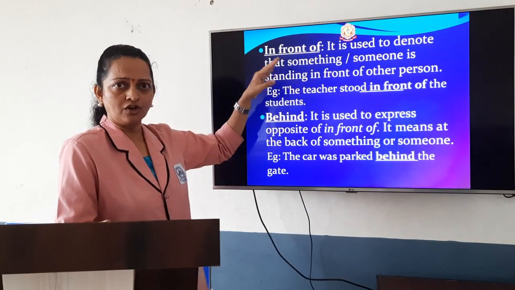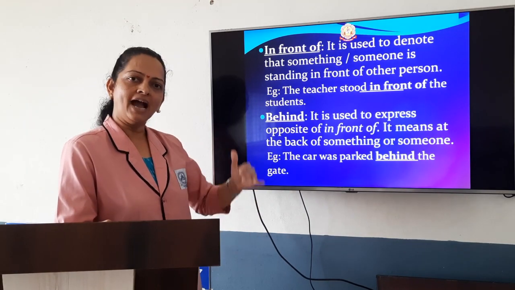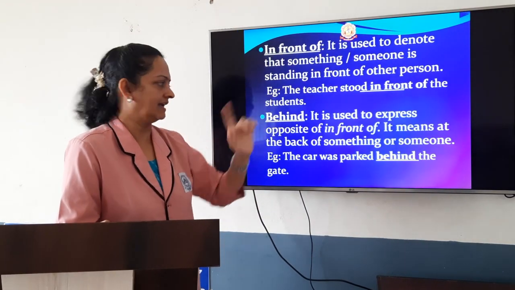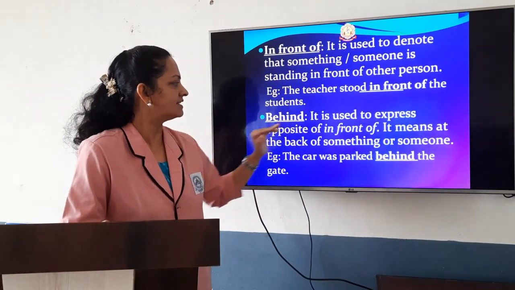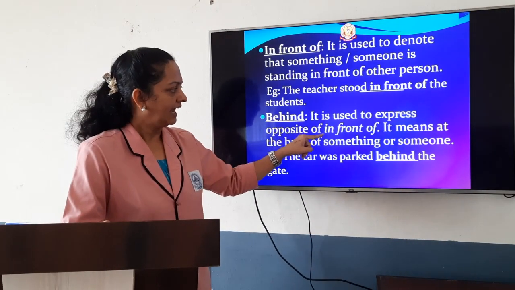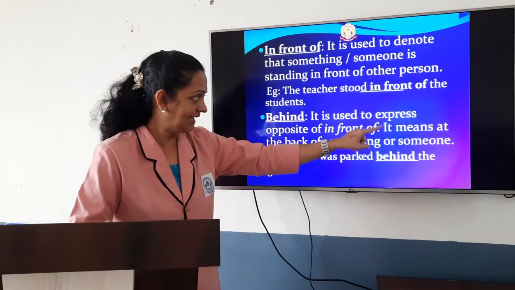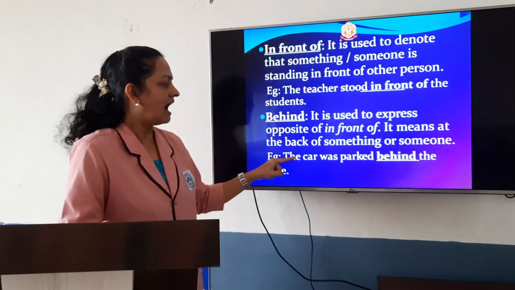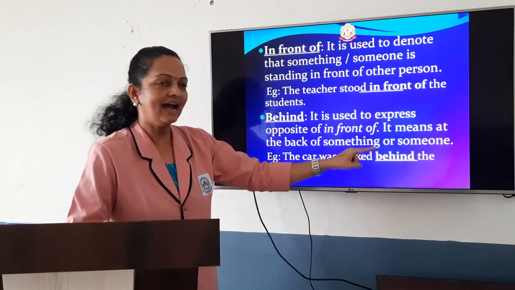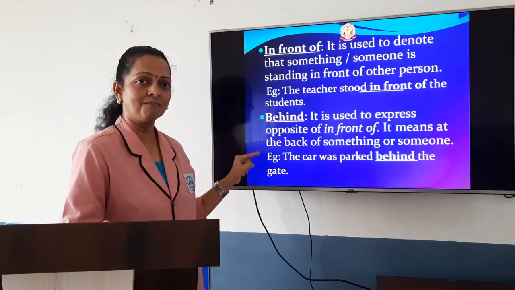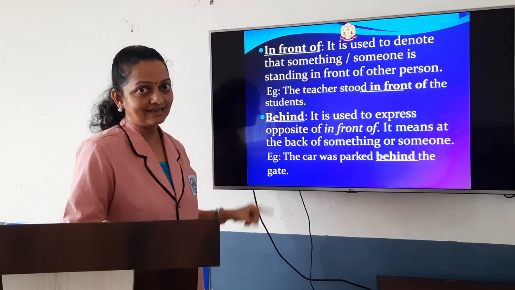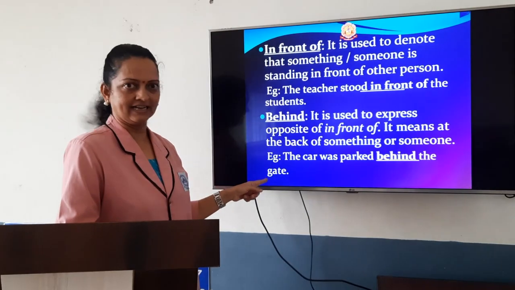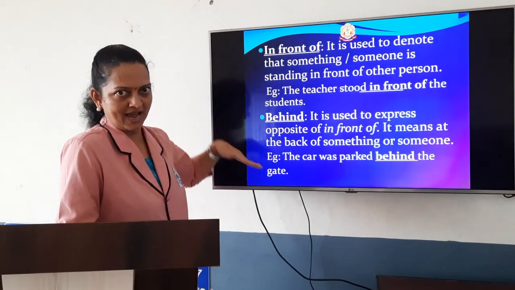Behind is just the opposite of in front of. You are all aware of it. Behind is nothing else but the back side. So it is used to express the opposite of in front of. It means at the back of something or someone. Example: The car was parked behind the gate. Where was the car parked? The car was parked behind the gate. So the opposite of in front of is behind.